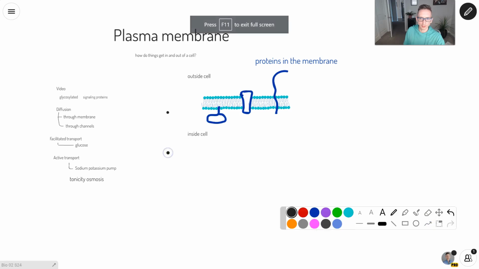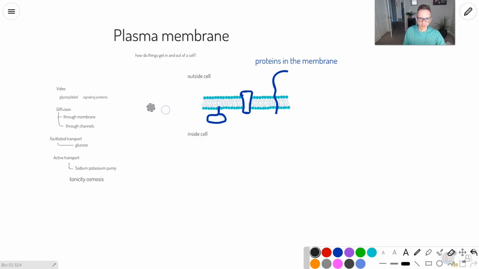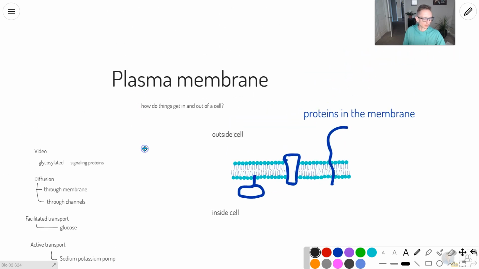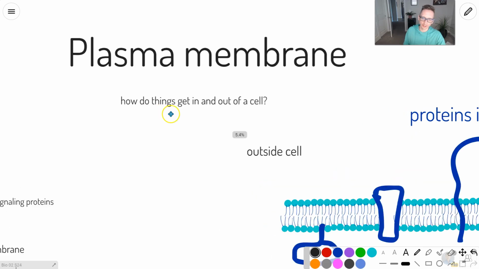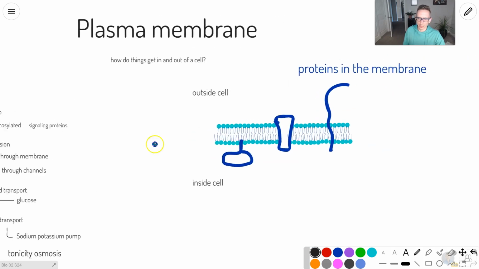Today we are talking about the plasma membrane. And this should hopefully not take too long. We're going to talk about the outside of the cell, if you remember what that is, the plasma membrane. It acts as a barrier to the cell. Things that act as a barrier don't let things in and out. So how do things get in and out of the cell? That is the question we're going to answer today, and they do that in a lot of different ways.